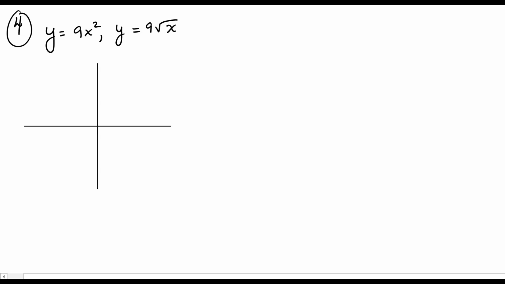It's y equals 9x squared and y equals 9 square root of x. And again, we're rotating this about the y-axis. So let's go ahead and take a look at what this looks like. We're only going to look at one view of the first quadrant, and then we're going to rotate.